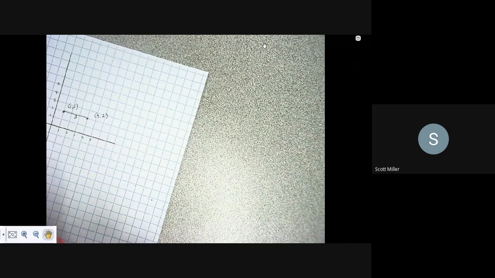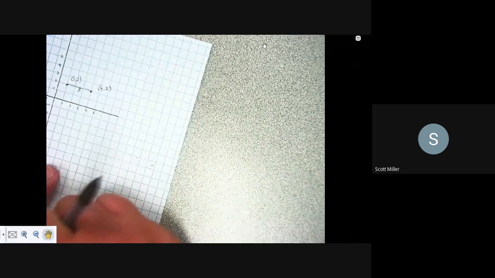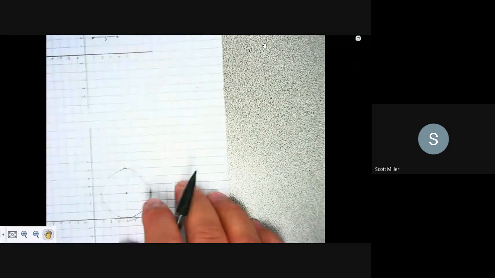Let's see if I can get it again. Let's try again. No, it's not working for me. I am off somehow. So I'm going to kind of freehand draw this up. For the sake of the video, I'll get a better compass than this one next time.